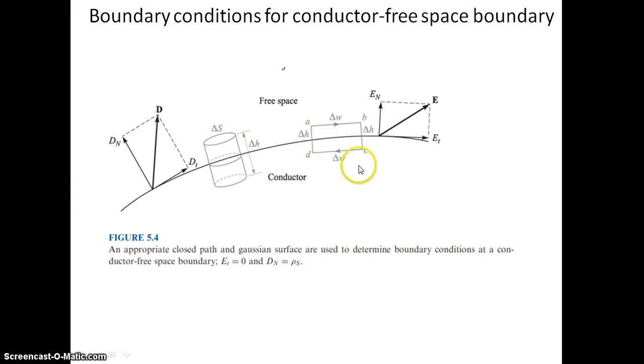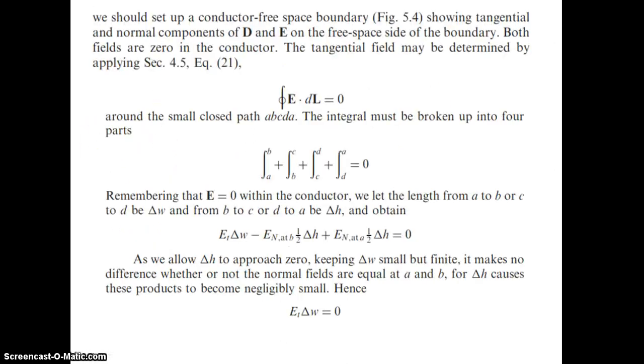First, to find the tangential component, use a closed path A, B, C, D, A with width del W and height del H. And to find the normal component, consider a Gaussian surface with surface area del S and height del H. Okay. So the field tangential components are Et and En, and the flux density components are Dt, Dn. So take this diagram. Now we'll derive the boundary conditions.